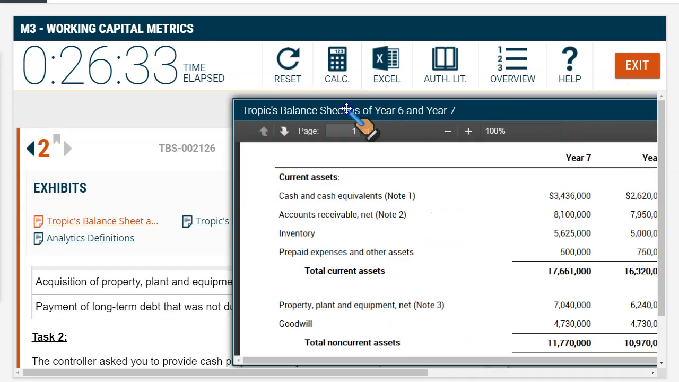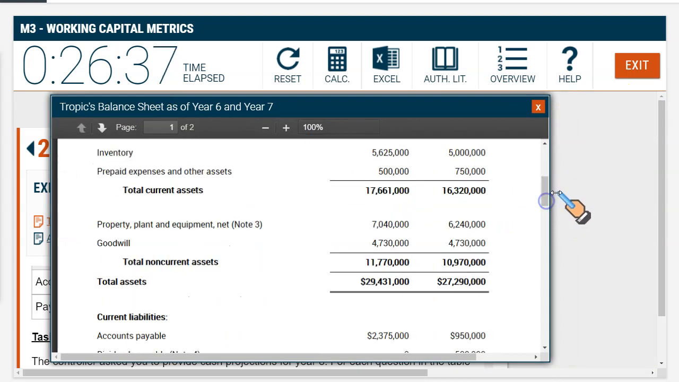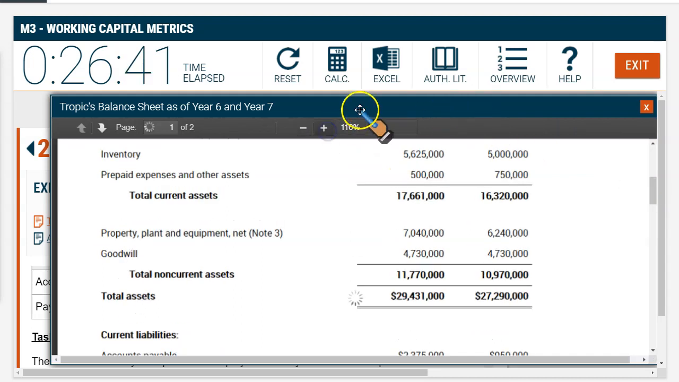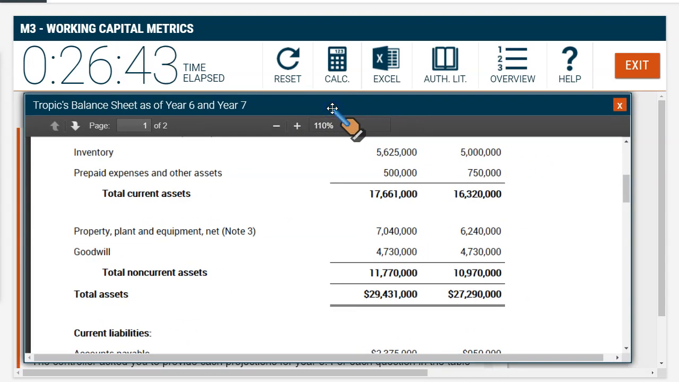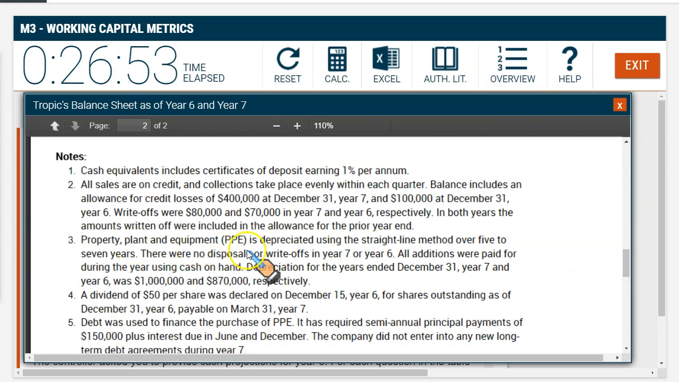And we need to look at the long-lived asset side, property, plant and equipment. Here we go. Let us make some room for our writings. So we have property, plant and equipment. Opening balance 6.24 million, closing balance is 7.04 million. We have note 3. Let's see what we have here. Property, plant and equipment is depreciated using the straight line method over 5 years to 7 years. There were no disposals or write-offs in year 7 or year 6.